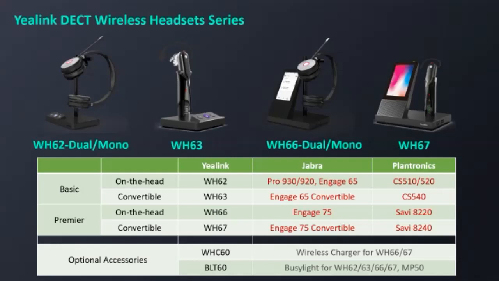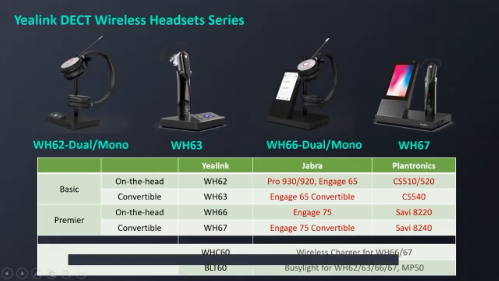So for the DECT family, WH32 and WH33 are the basic handsets, and WH36 and WH37 are the premium handsets. The difference is the base station. The WH32 and WH36 have two wearing styles, including mono and dual, and all those DECT handsets are available right now, and WH36 mono will be available maybe at the end of this quarter.